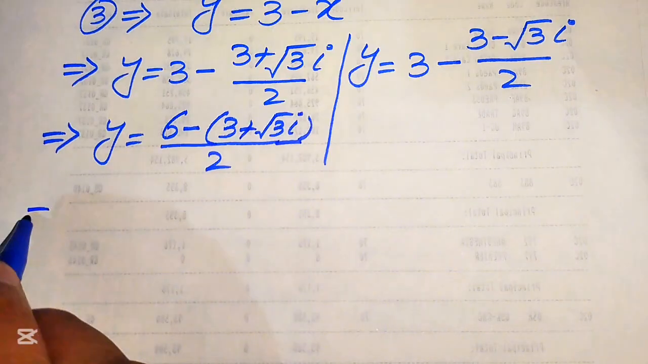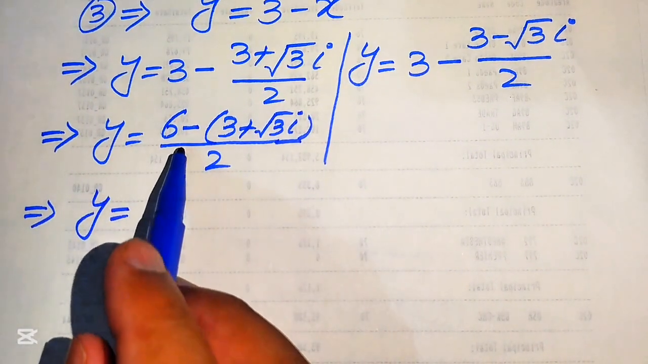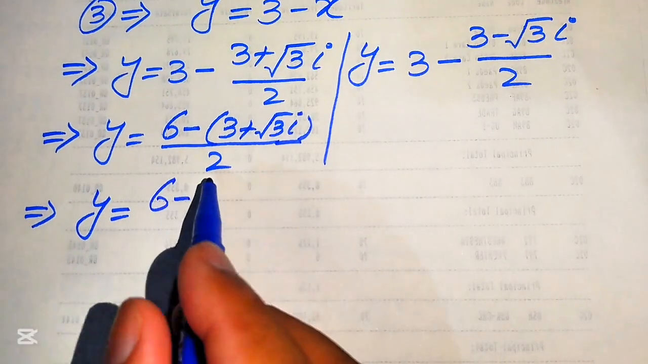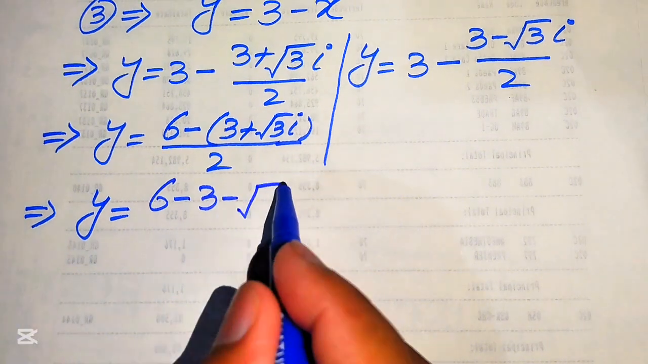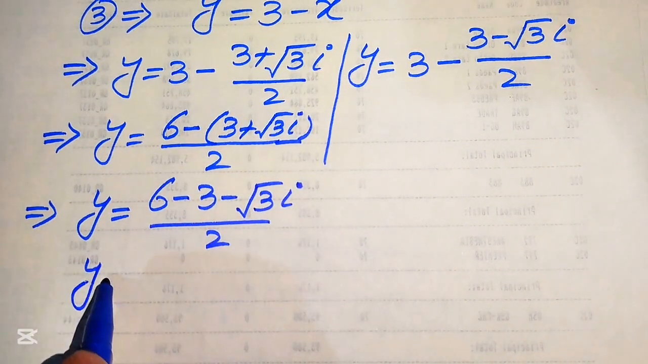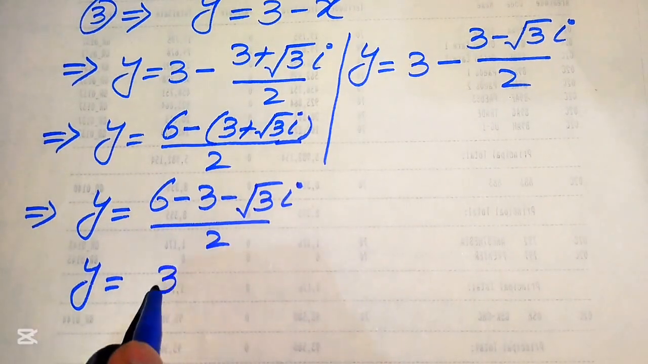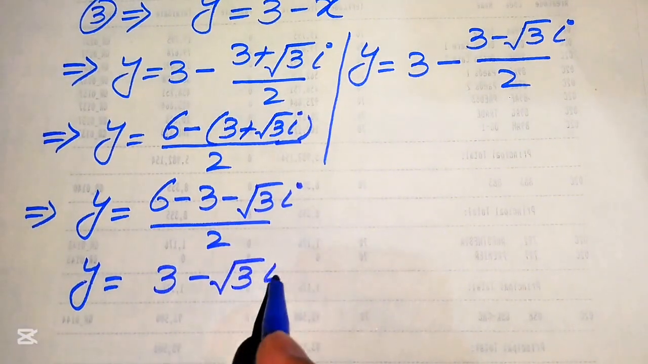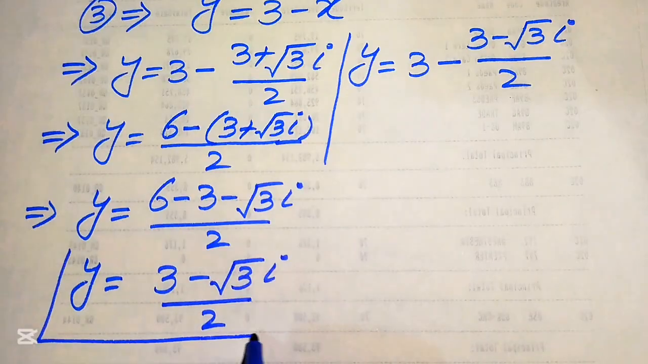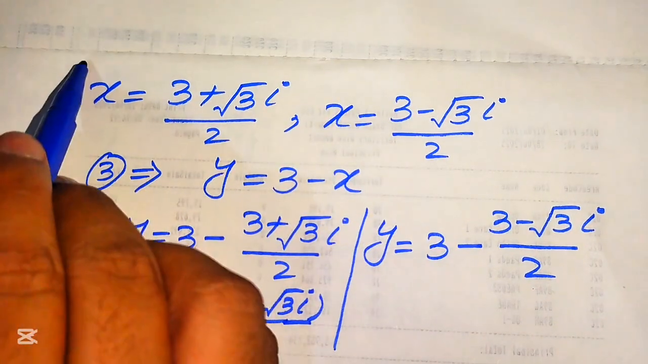And now here we focus on this case, and we have y equals 6 minus this term, so we multiply this negative sign on each of these values, and it will be written as (6 − 3 − √3 i)/2. And when we subtract these two values, we get 6 − 3 = 3, so y = (3 − √3 i)/2. So this is the value of y corresponding to this value of x.